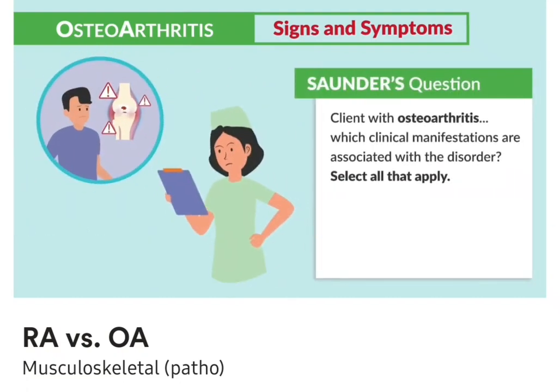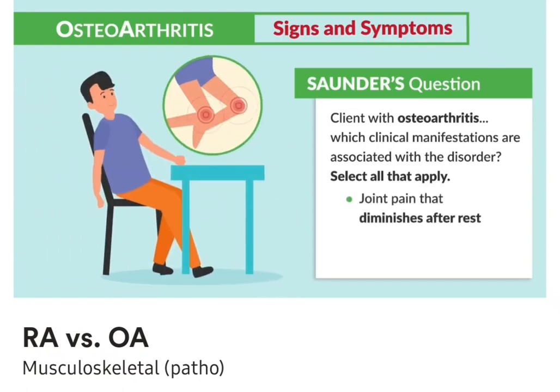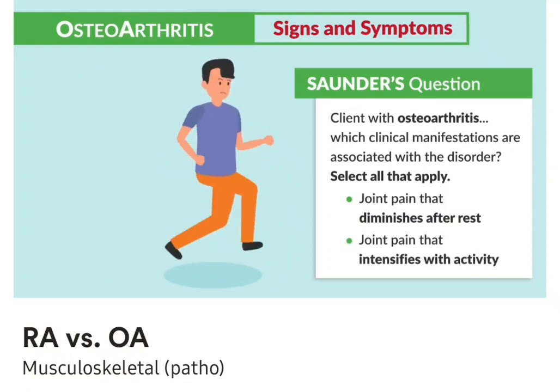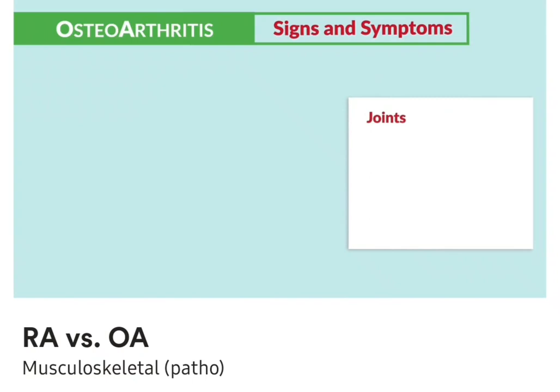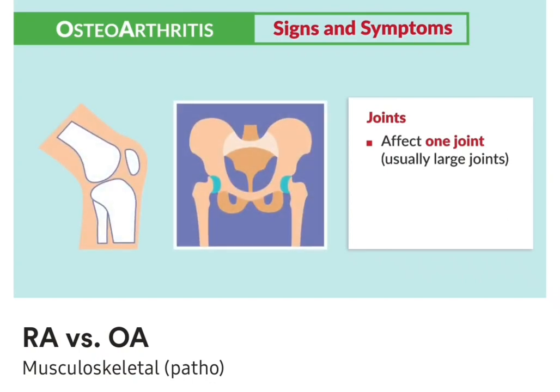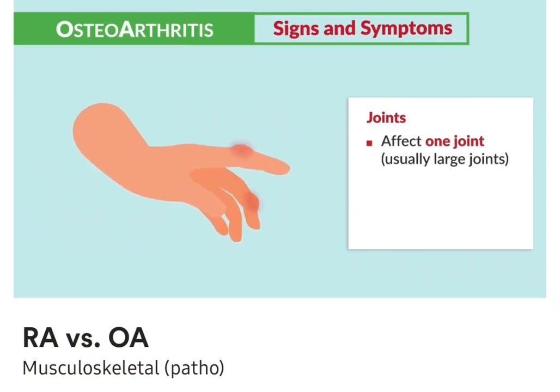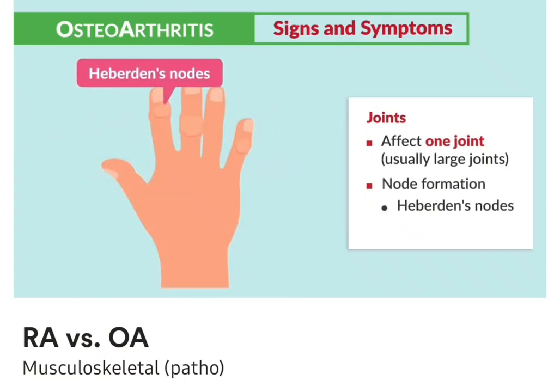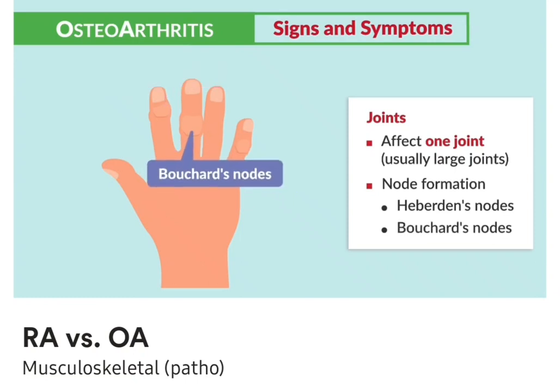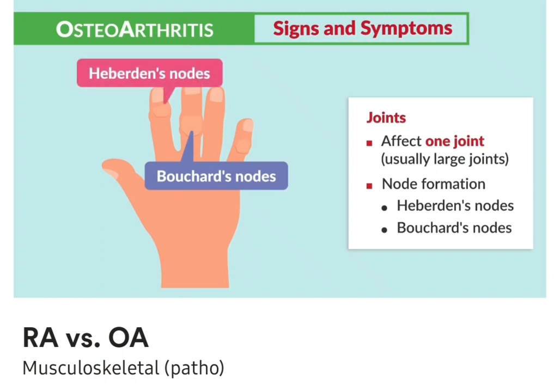Saunders mentions the client with osteoarthritis. Which clinical manifestations are associated with this disorder? Select all that apply. Joint pain that diminishes after rest, and joint pain that intensifies with activity. Now in terms of the joints, OA will typically only affect one joint, usually the larger joints, like the hip or the knee. But there will also be joint swelling in the hands, seen as node formation in older adults, like Heberden's nodes, happening in the distal finger joints, and Bouchard's nodes, happening in the proximal joints, which are typically not really tested on directly.